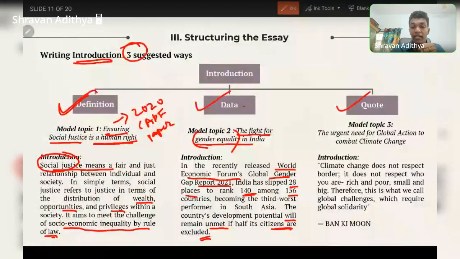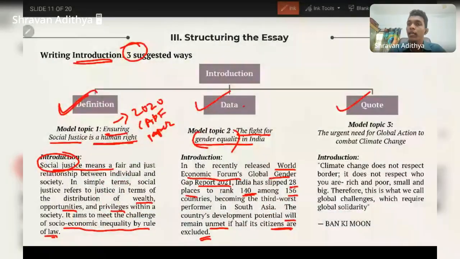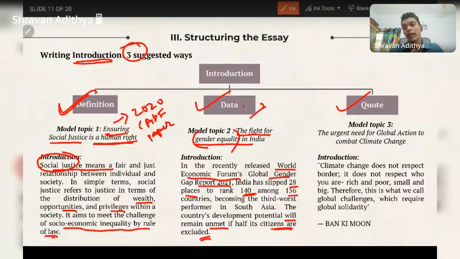This introduction should catch the attention of the reader. When you write an informed introduction, it shows that you are very well prepared, you know the statistics, and you know what you're talking about. And going into the body, the examiner will have a better opinion about you, and this can definitely fetch you good marks. The data-driven introduction.